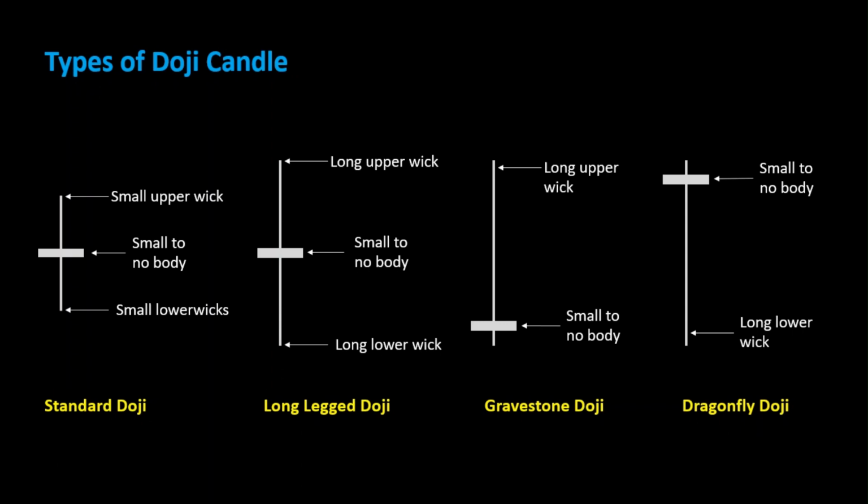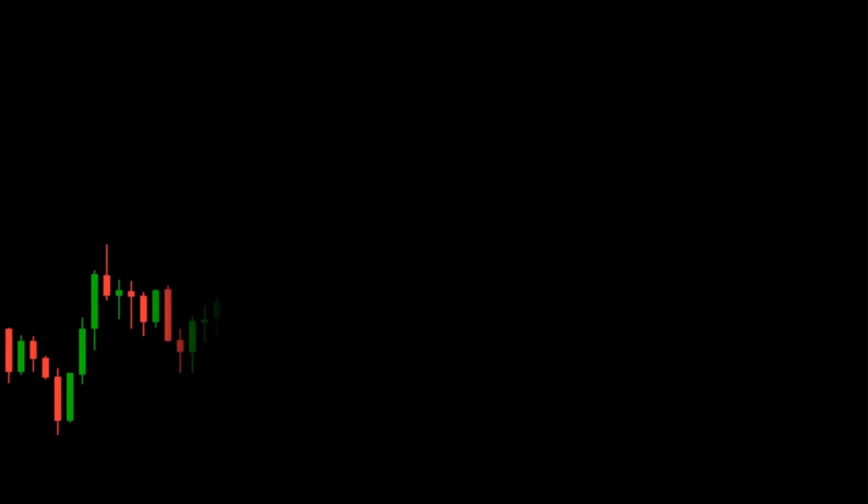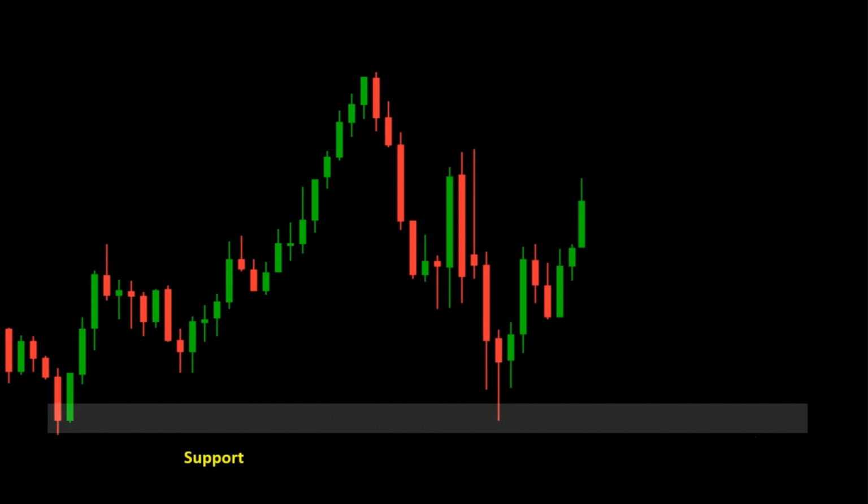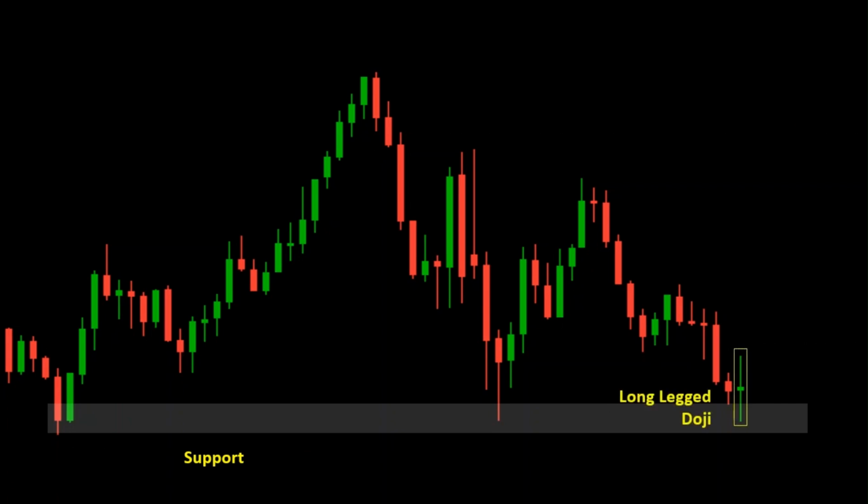Now that we have a very good understanding of all types of doji candlesticks, let's have a look at real market chart examples for some of the doji candles. In this example, we observe the formation of a support level. The price then retraces back to this support zone, where a long-legged doji appears, a clear indication of market indecision. If the following candle closes bearish, we avoid entering a trade and wait for a stronger confirmation. However, if the next candle closes bullish, it signals potential buyer strength. In this case, we consider entering a buy position at the close of the bullish candle.